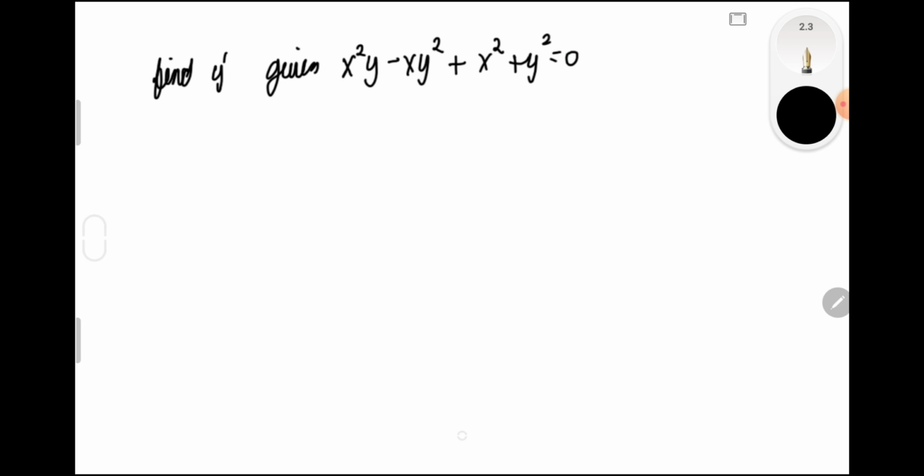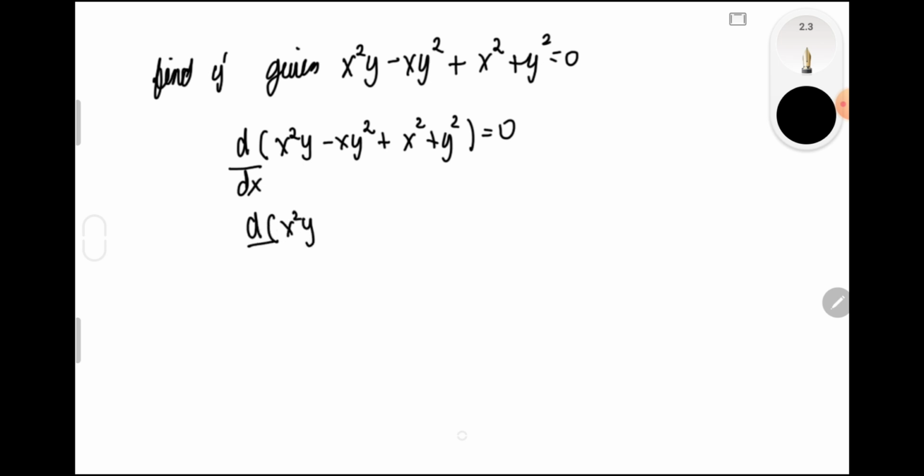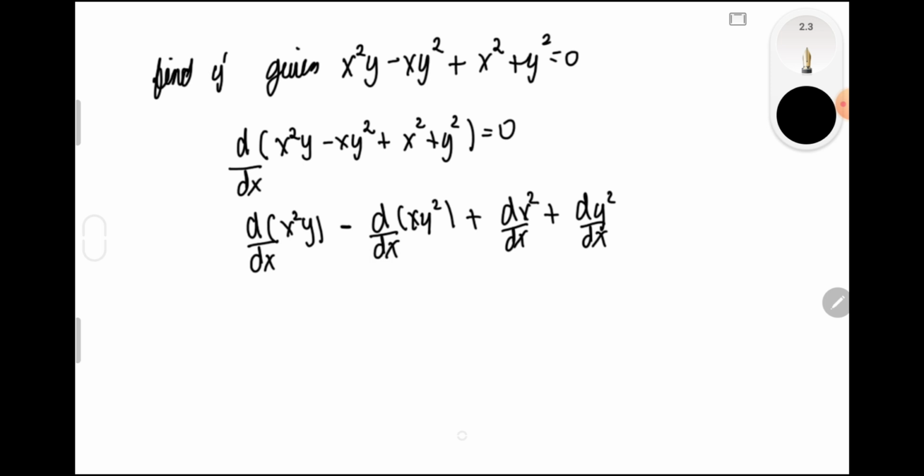So if we will find y prime, so that we will differentiate both sides wherein we will have the derivative of our x squared y minus xy squared plus x squared plus y squared equals 0 with respect to x. So yan. So if we would differentiate this one, so of course we would differentiate our derivative of our x squared y with respect to dx minus the derivative of xy squared with respect to dx plus the derivative of x squared with respect to dx plus the derivative of y squared with respect to dx.